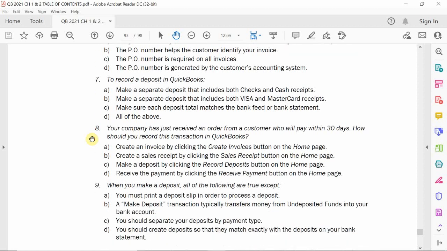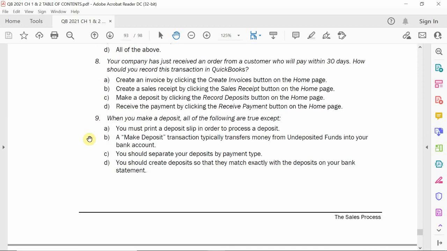Number 8. Your company has just received an order from a customer who will pay within 30 days. How should you record this transaction in QuickBooks? A, right? Create an invoice, because here they're not going to pay you now, they pay you afterwards. So in this case, A is correct.